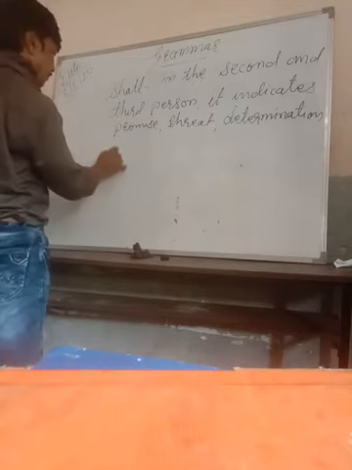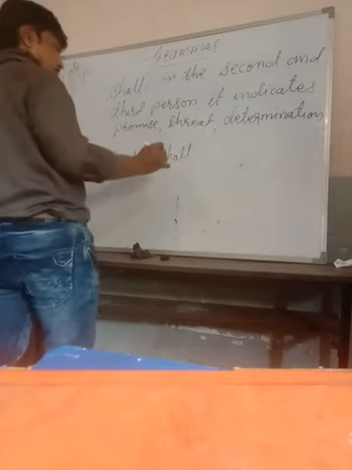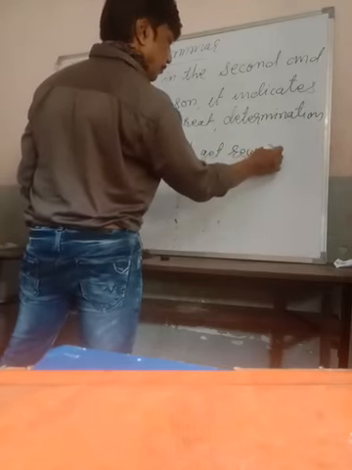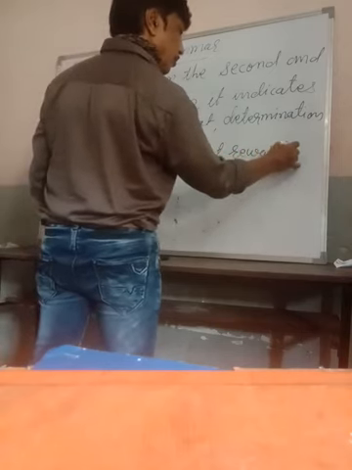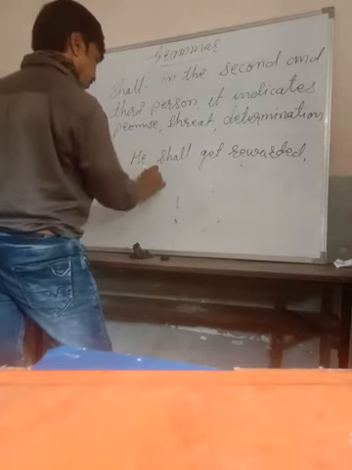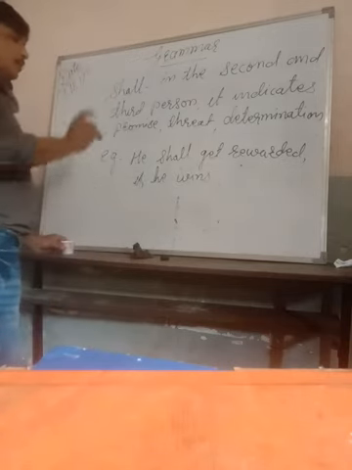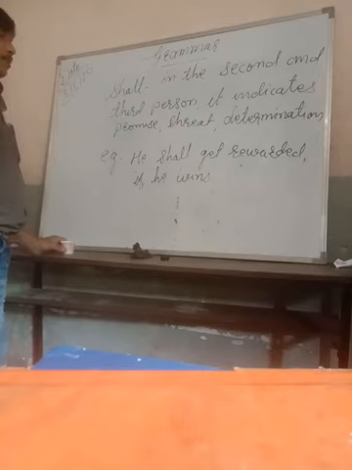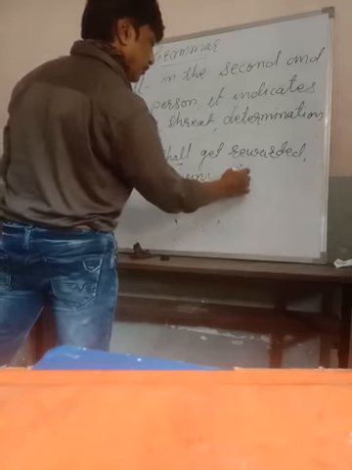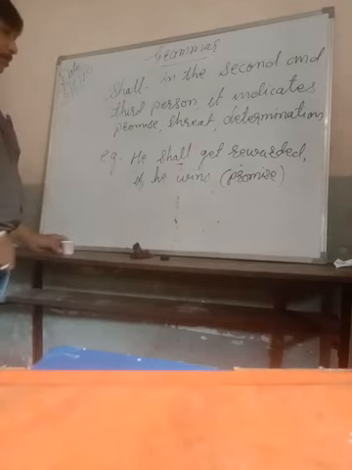Look here. For example, we shall get rewarded if he wins. Look here, in the condition also given that what will he get? It is actually promise. Here shall is showing the promise. Understand? That he will definitely get reward if he wins.